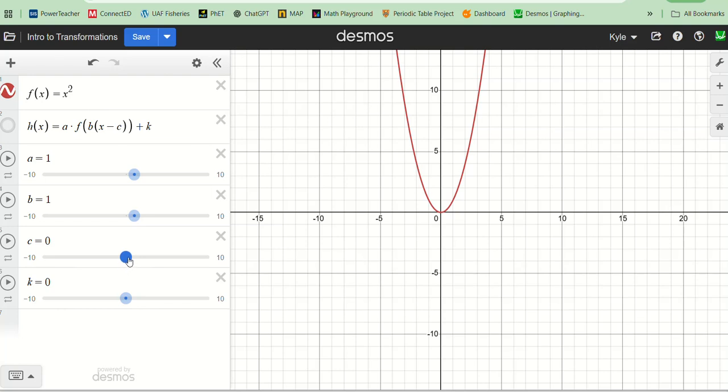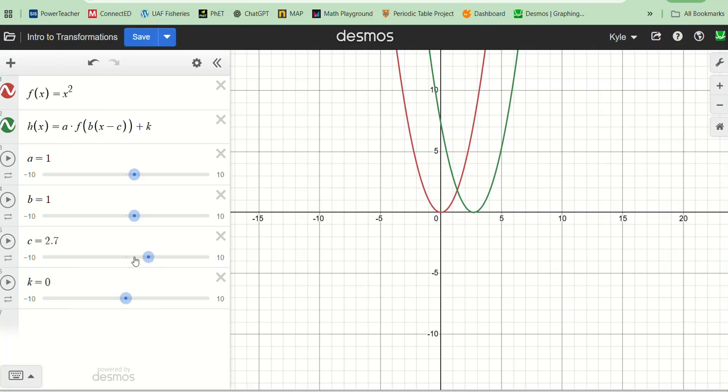So if I pick c to be, I don't know, a positive 2, like maybe we did on the warm-up yesterday, how did it move the graph? So I hear left or right 2. Let's check it. Now, whoa, I should probably turn it on, eh? Boom. All right. So if it's at 0, nothing. And if I move it positive, it moves to the right.